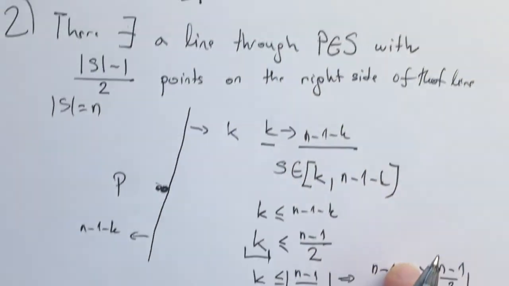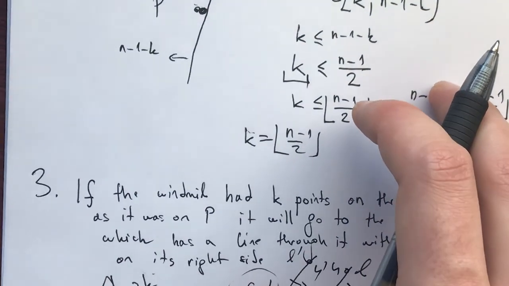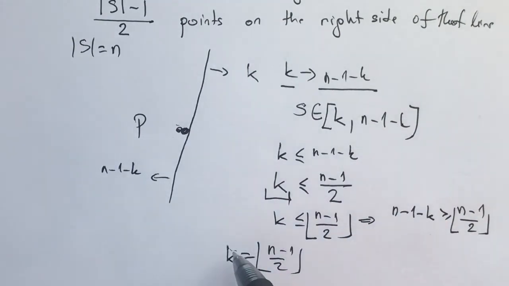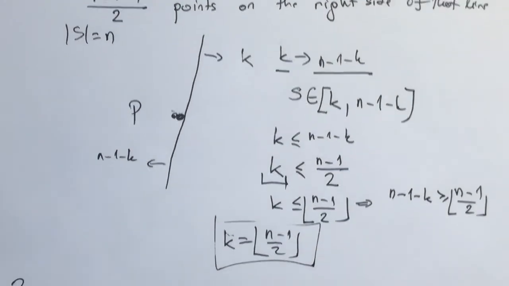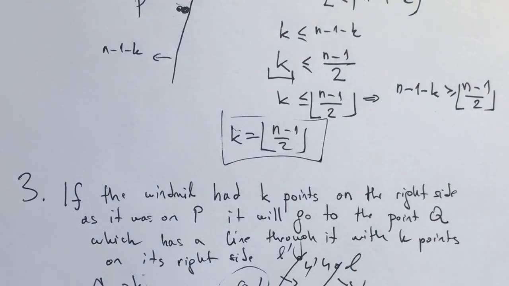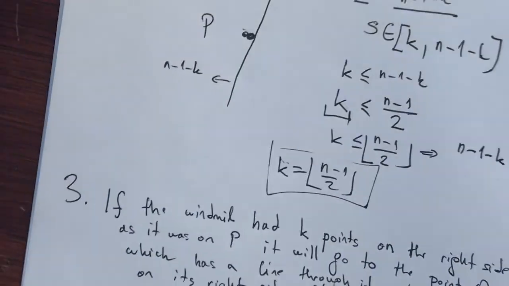And with these three facts together, we know if we choose the windmill such that it has the floor of (n-1)/2 points on its right side, then it will go through every single point once. And because it does a rotation every time, and it does this rotation infinitely many times, it will go through all the points infinitely many times.